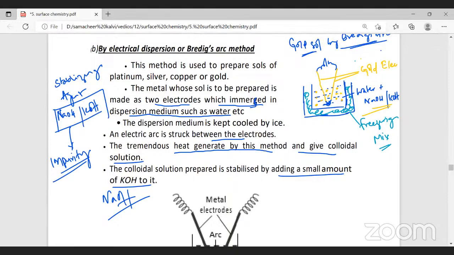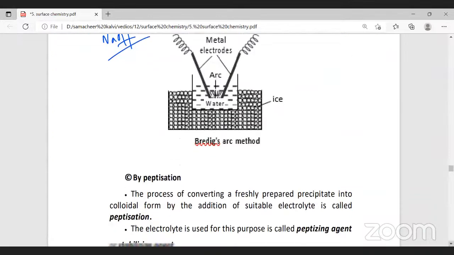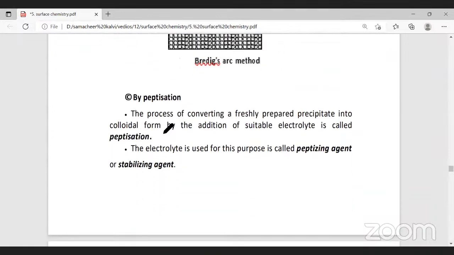Brady's arc method. The next method in the dispersion method is called peptization. Now, what is this peptization? It is a process of converting a freshly prepared precipitate into a colloidal form by addition of a suitable electrolyte.